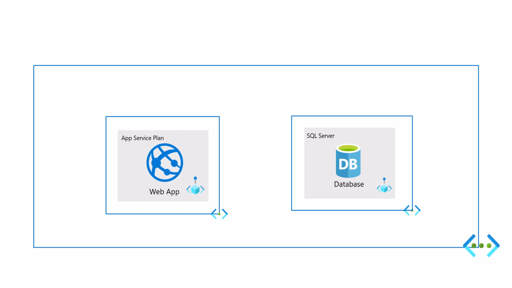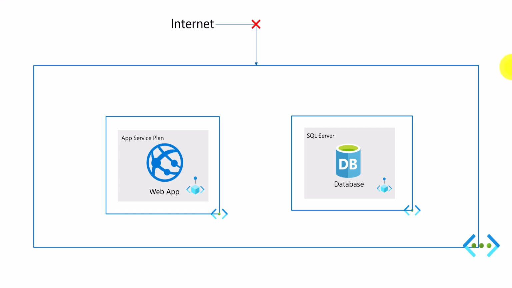So this is the current setup wherein we have created a virtual network and two subnets, which contain the app service plan and web app in one subnet, and the SQL server and a database in another subnet. Currently, the public access to both the SQL server as well as the app service web app is disabled, which means any person from the internet cannot access these Azure services.